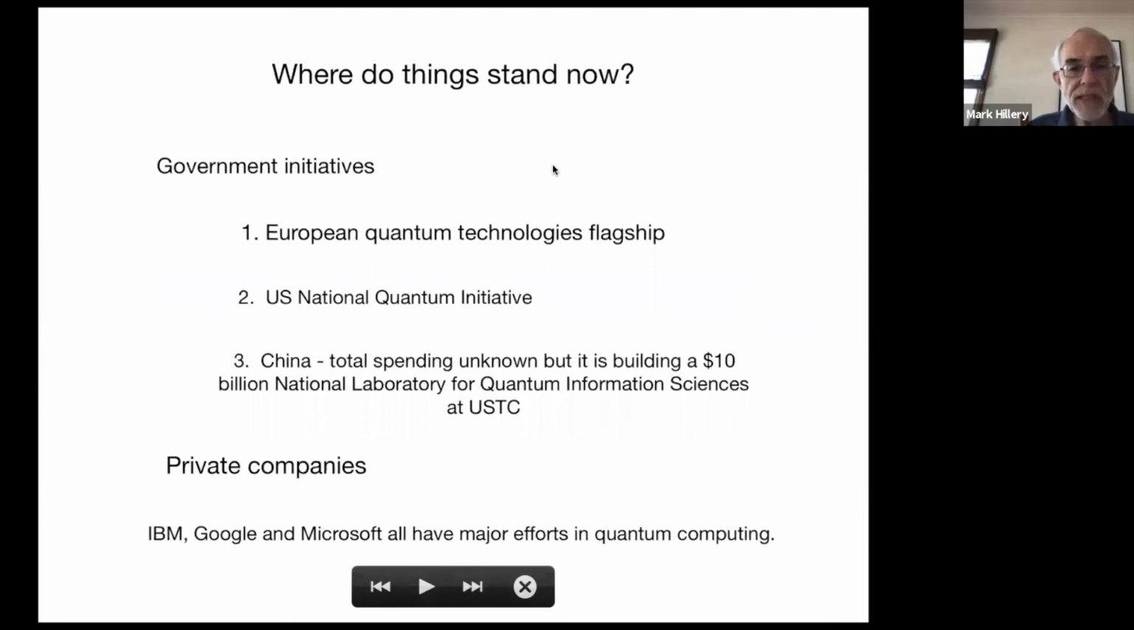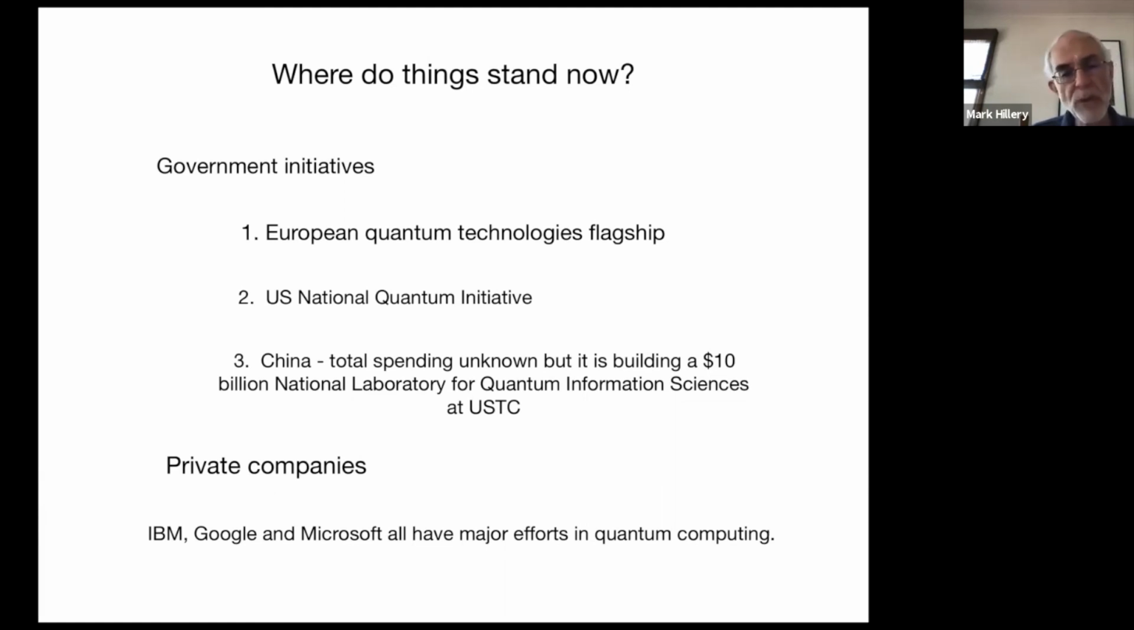Okay, so where do things stand now? Well, a lot of governments have gotten involved in this stuff. Europe has a big quantum technology flagship. The US has a national quantum initiative. And the funding agencies here tend to be very interested in supporting quantum information. China has put a ton of money into it. Nobody really knows how much. And as you can see from the satellite, they've really accomplished a lot. It's a very large effort.